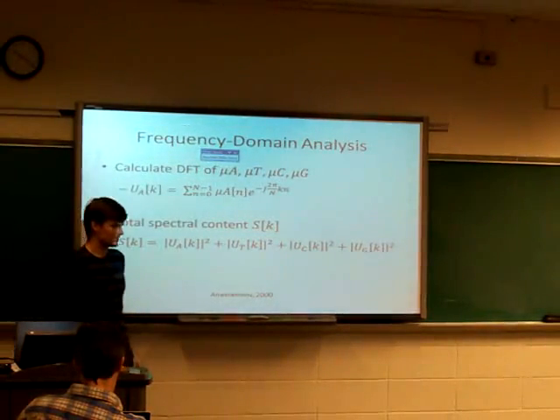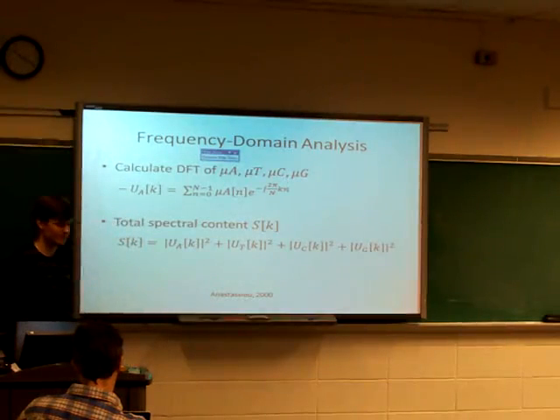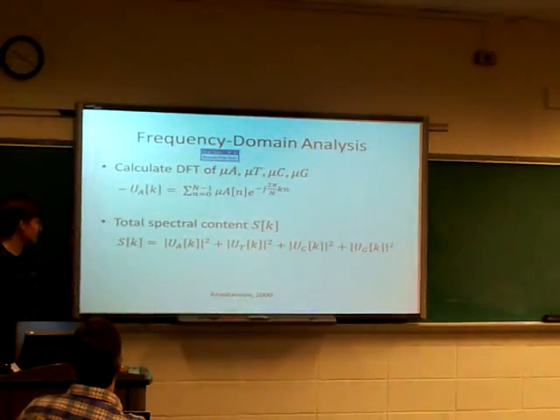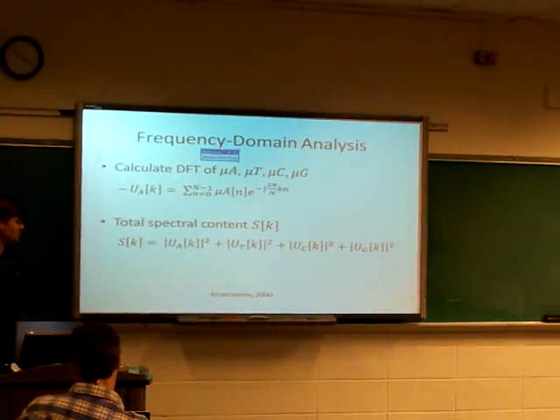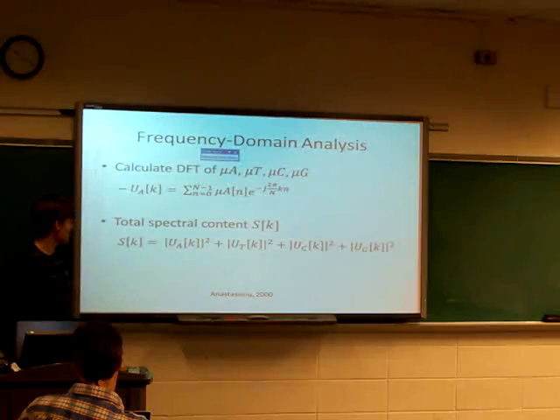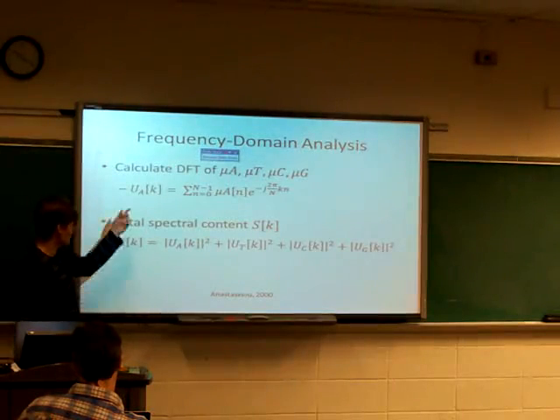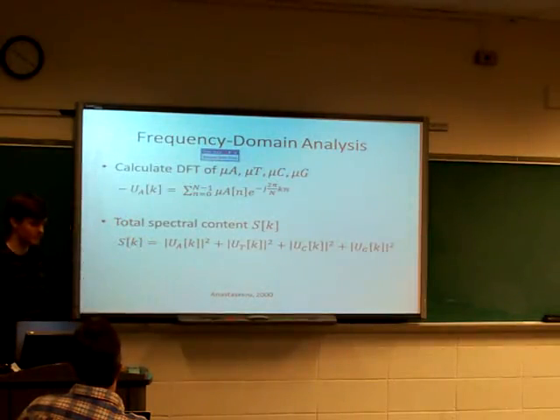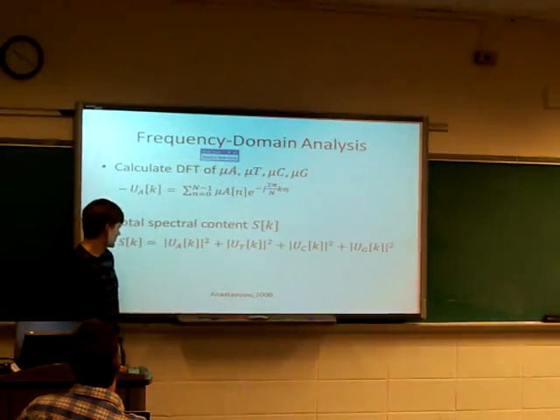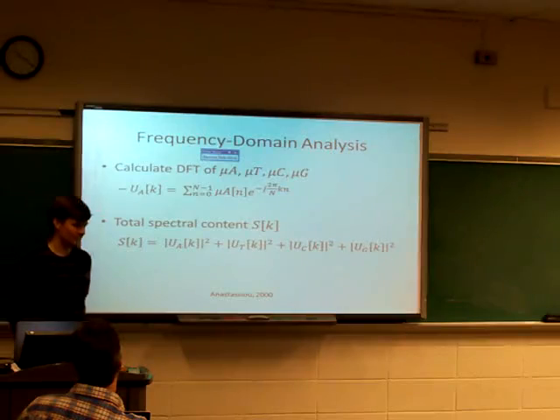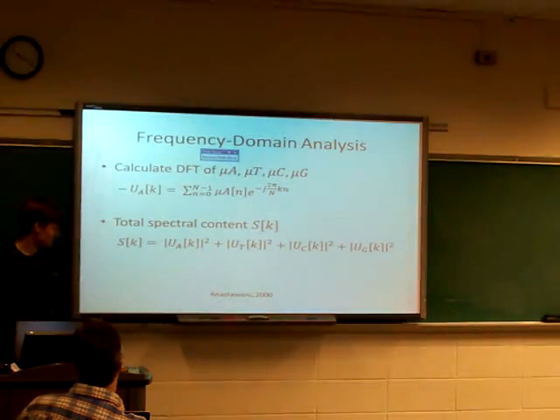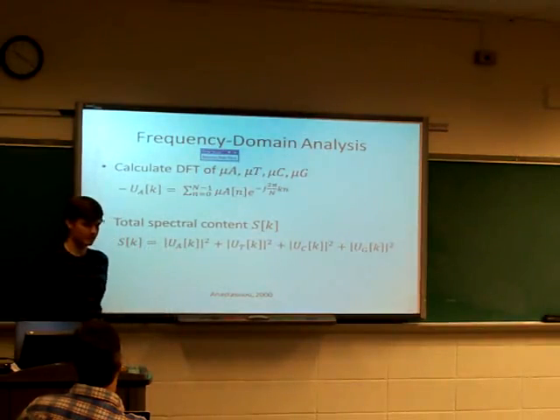Once we have those sequences, we can start calculating the DFTs and start looking at them in the frequency domain, which is sort of counterintuitive because there's no time aspect to this. But it still gives you a sense of the periodicities within the strand, which is useful, as we'll see later on. I'll define the DFT of mu A to be UA, and the same thing for UT, UC, UG. Within this field, people tend to represent the total spectral content of the sequence as S[k], and it's just the sum of the squared magnitudes of the DFTs.